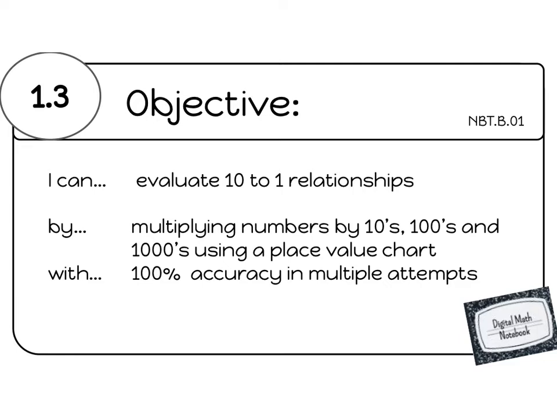The first thing that we're going to do in a flipped lesson is write down the objective in our digital math notebook. Today's objective is I can evaluate 10 to 1 relationships by multiplying numbers by tens, hundreds, and thousands using a place value chart with 100% accuracy in multiple attempts. Please pause now to type the objective in your digital math notebook.